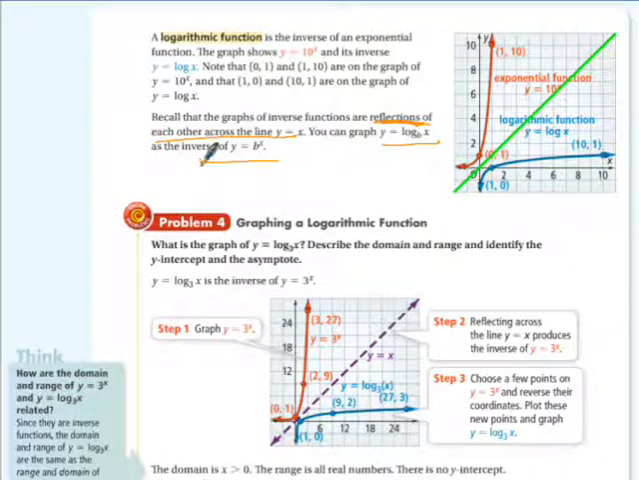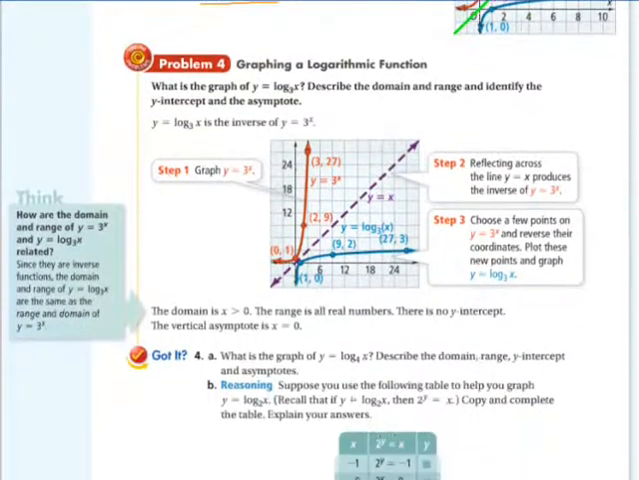So for example, if we looked at graphing a logarithmic function, what is the graph of y equals log base 3 of x? Describe the domain and range and identify the y-intercept and the asymptote. So step one, it's probably just easiest to do step one first.